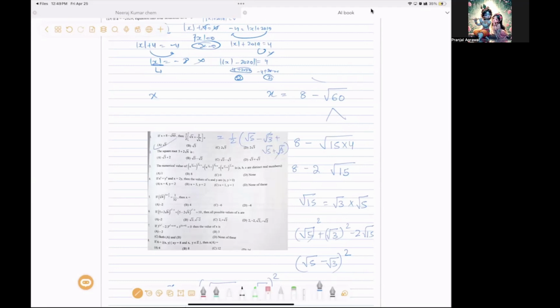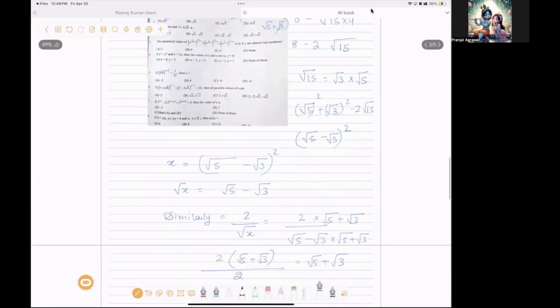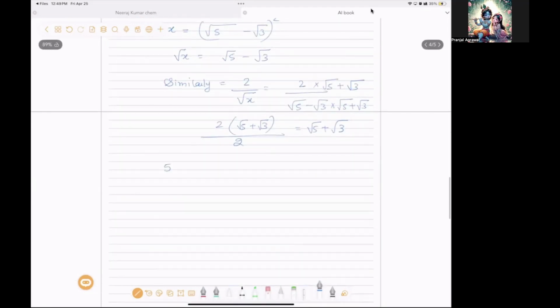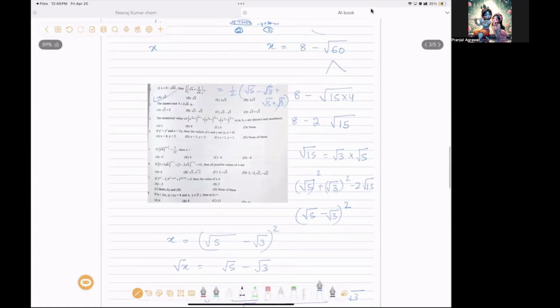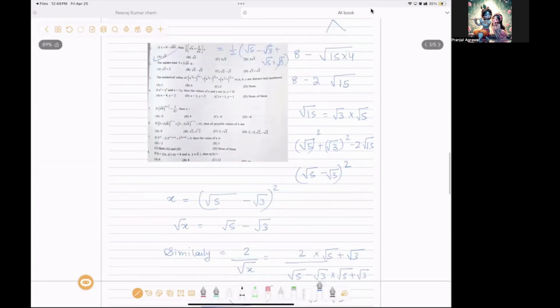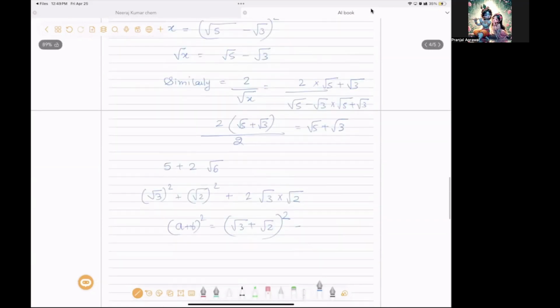Let's go to question number 2. The square root of 5 plus 2 root 6. So can we imagine it like root 3 square plus root 2 square plus 2 into root 3 into root 2? So we can see this is in the form of (a plus b) whole square. So this will be (root 3 plus root 2) whole square. And what they're asking is the square root. So the square root will be root 3 plus root 2. This will be the answer.